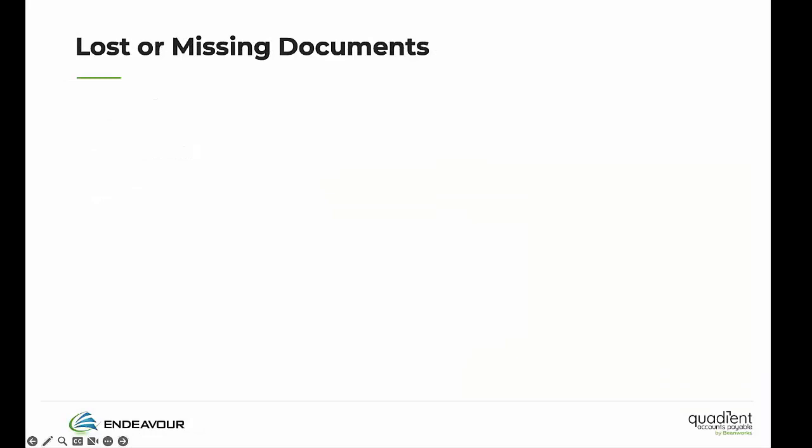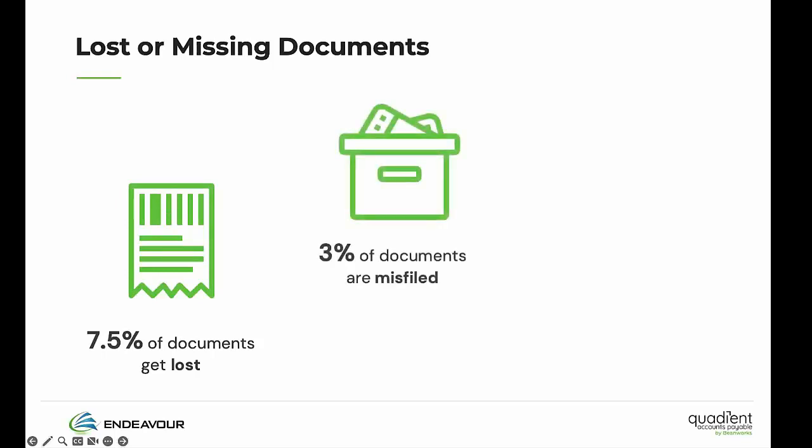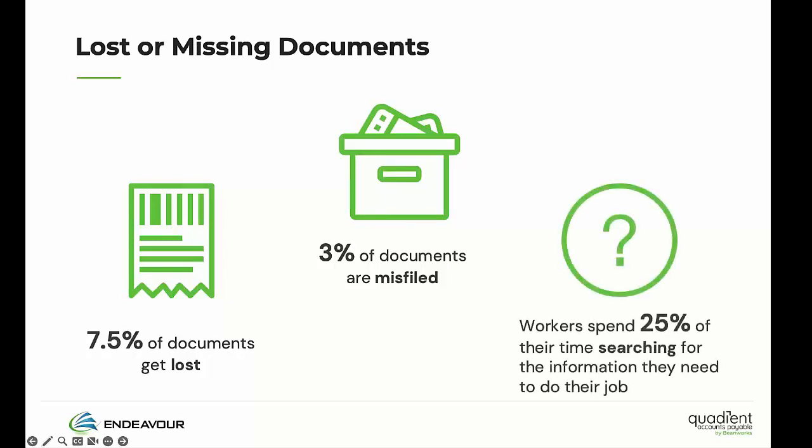All right, so the simple fact of the matter is that physical documents get lost. The Association for Intelligent Information Management states that 7.5% of documents get lost and another 3% are misfiled. That means that 1 in 10 documents are either completely inaccessible or will require an extensive amount of time to track down. So just how much time is wasted? According to the Economic Times, employees waste as much as 35% of their time hunting down the information needed to do their job.